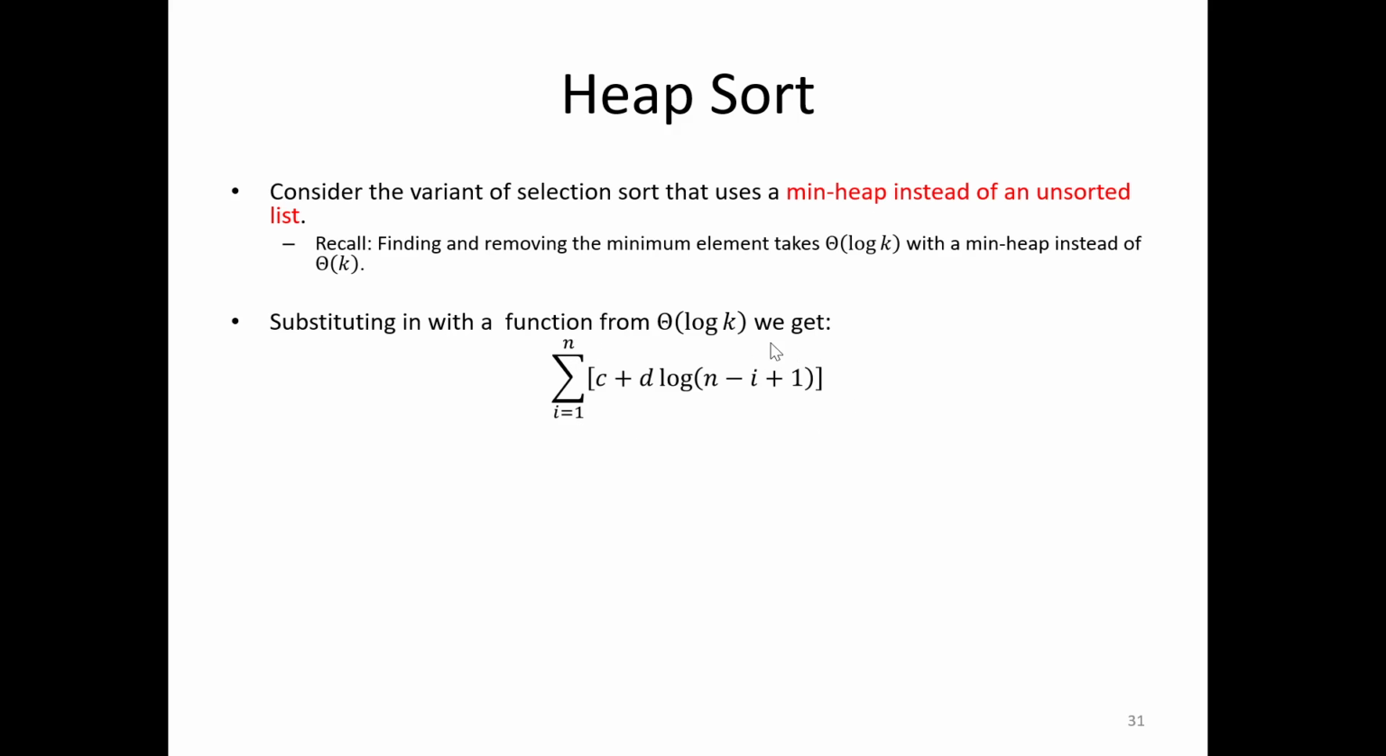Now, what that does is it changes the function that we have in our sum. Our sum is still going to be the same. The code is still the same. We're removing one element at a time, but now we're removing it from the min heap, and that no longer takes us theta of k, and now takes us theta of log k, which we express here, being careful to remember that just like the list would get smaller every time, our heap also gets smaller every time. So we start with log n, and it will go down to log of 1 in the last case.